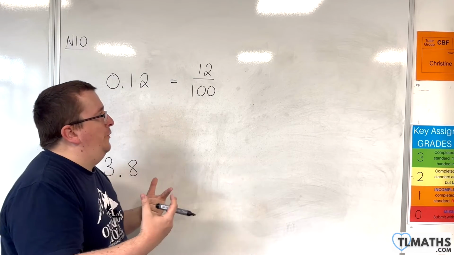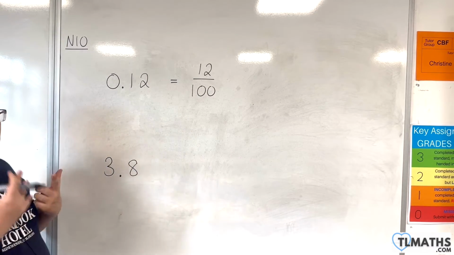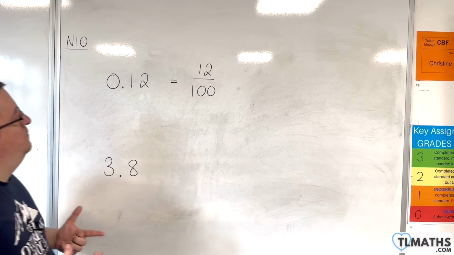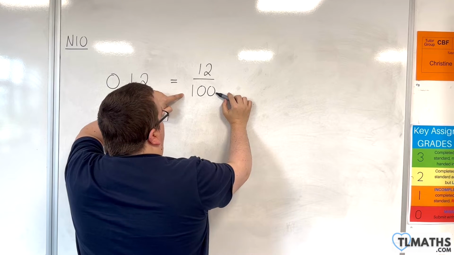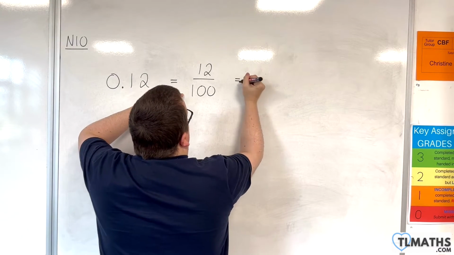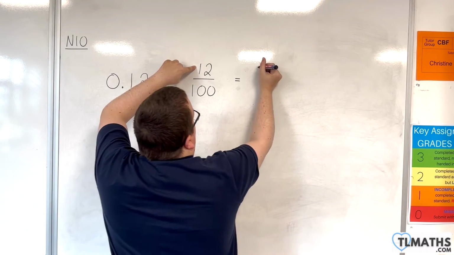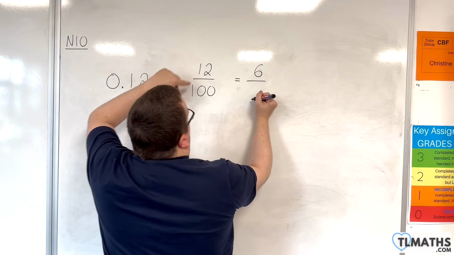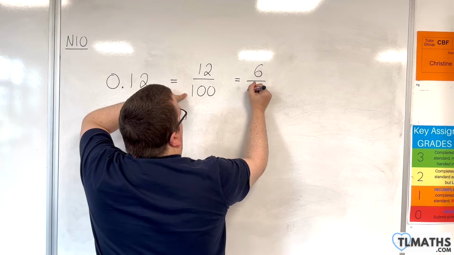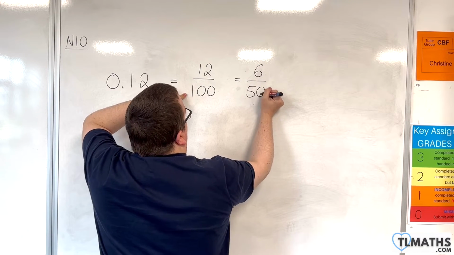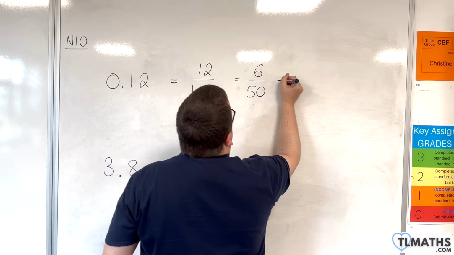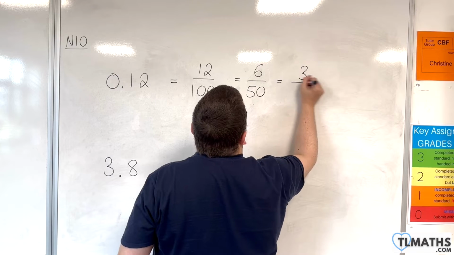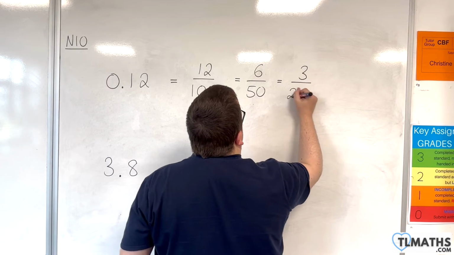So I also want to make sure that we can convert it into a fraction in its simplest form as well. So both the numerator and the denominator are even, so you can divide top and bottom by 2. 12 divided by 2 is 6. 100 divided by 2 is 50. Then we can divide top and bottom by 2 again because they're both even. So we will get 6 divided by 2 is 3. 50 divided by 2 is 25.